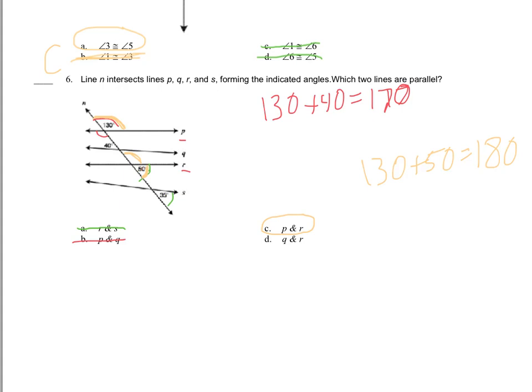Looking at Q and R, these are alternate exterior angles. Let me get a different ink so we could see it. This angle and this angle are alternate exterior angles, and they should be congruent. These are not, which is why Q and R are not parallel.